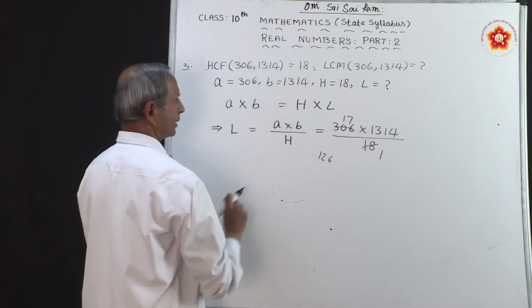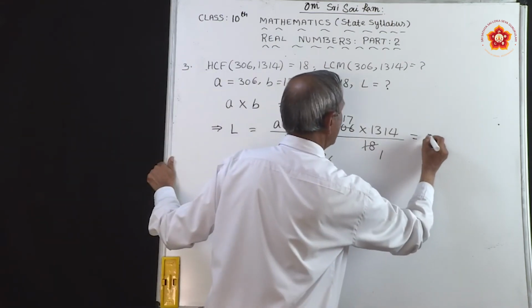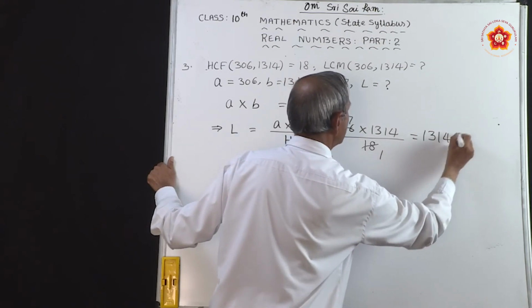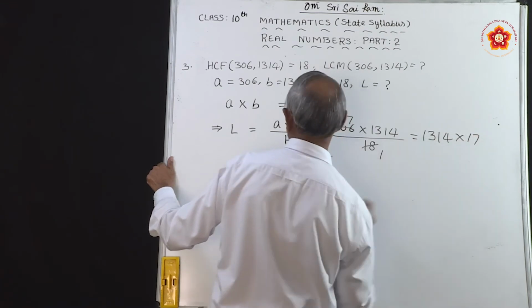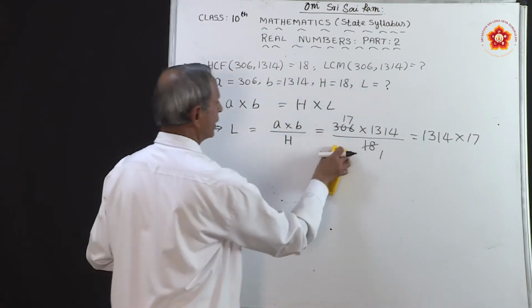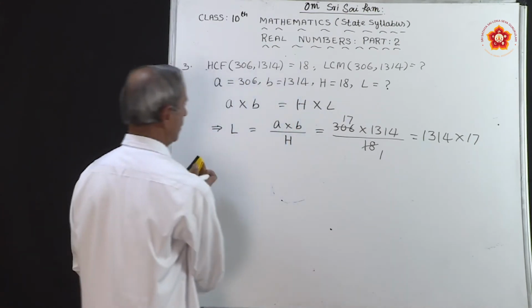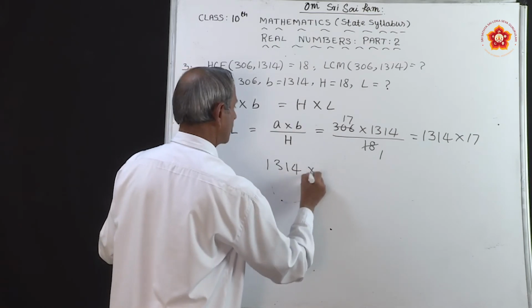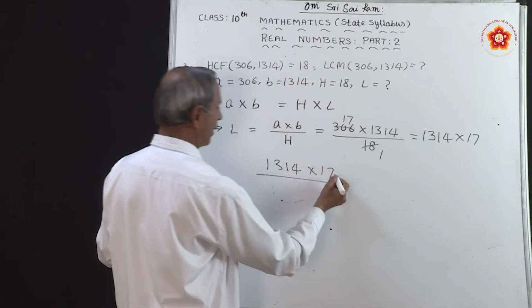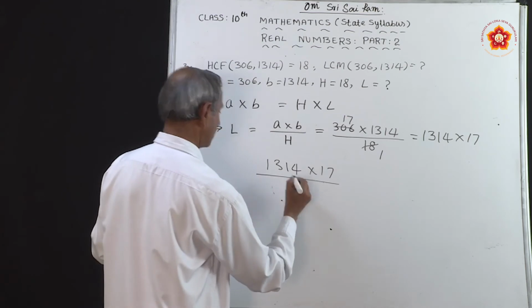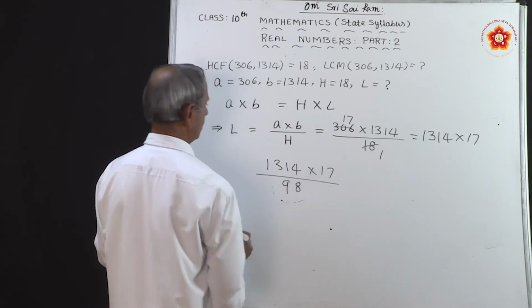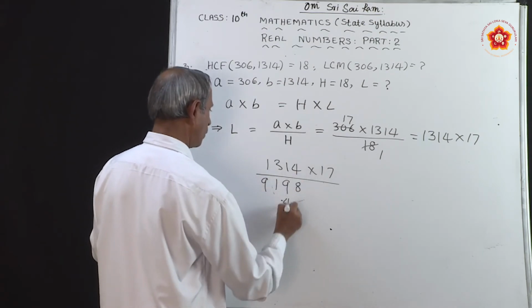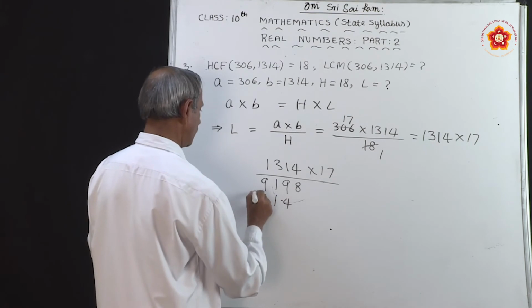Now, the answer is 17 into 1314. 1314 into 17 is the LCM of the given numbers. Now, let us multiply these two numbers. 1314 into 17, I will multiply by 7. Now, 1 4 is 4, 1 1 is 1, 1 3 is 3, 1 1 is 1.